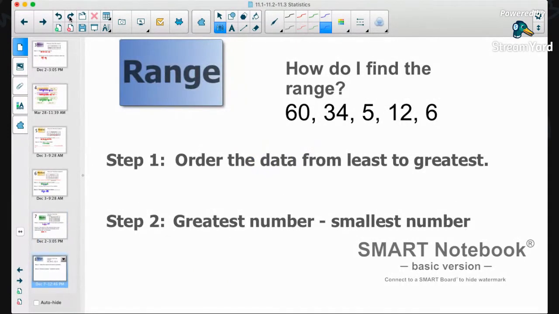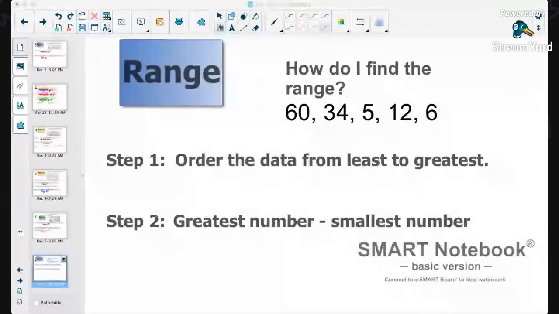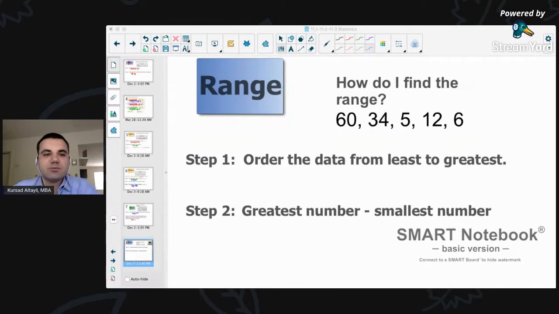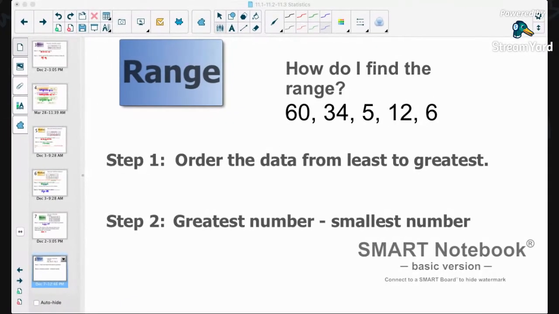Next. The next one is range. How are we going to find the range in statistics? Do you have any questions so far, ladies and gentlemen? If everything is clear, I will continue. Okay, let's continue.